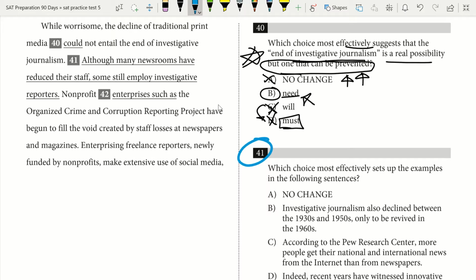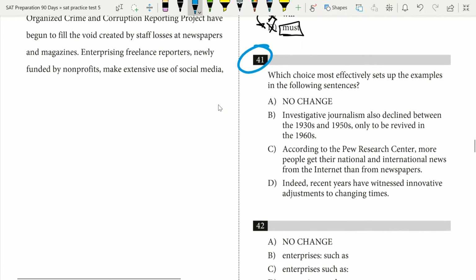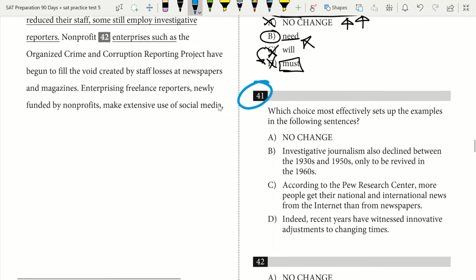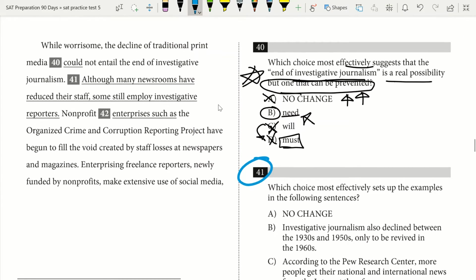So I'm going to give you my advice on how to approach that as someone who has scored perfectly on the SAT writing section on 2 SATs back to back. And then 42 deals with "such as" and when to have punctuation around it. So I will also address that in today's video. So with that, let's go ahead and get started.